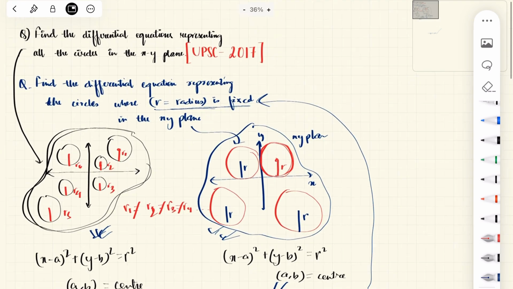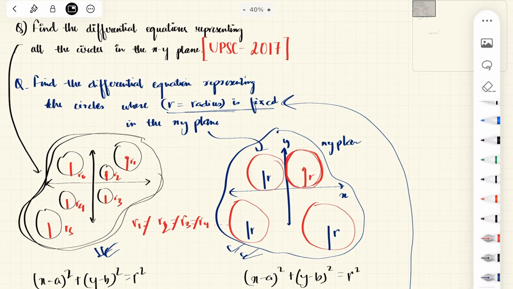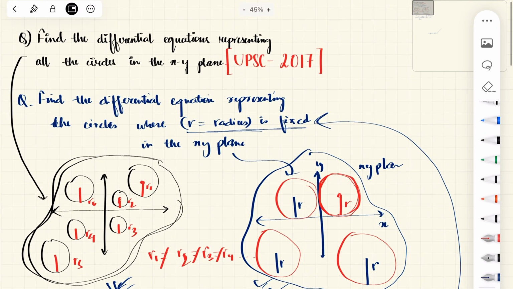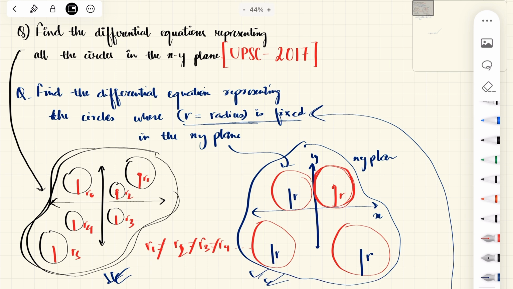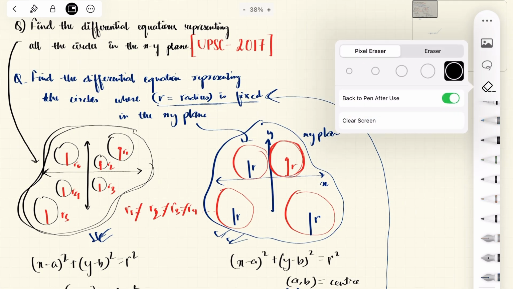Why am I saying this? Because you should know the difference in what the question is asking. So let's solve it now. I'll erase all these things and solve properly.